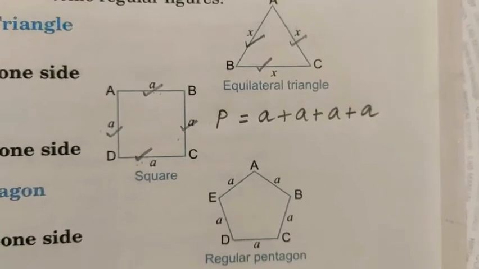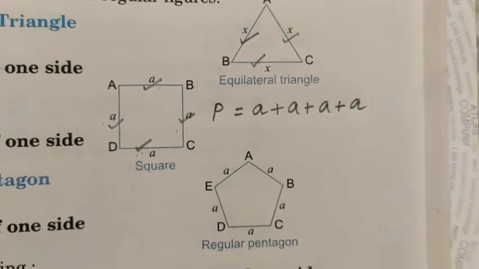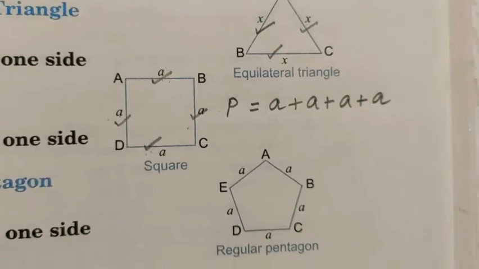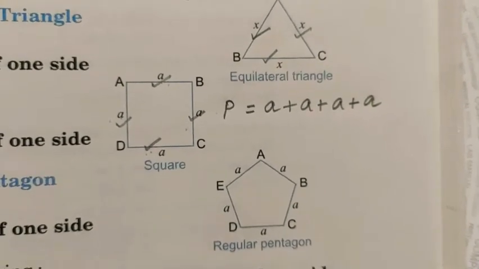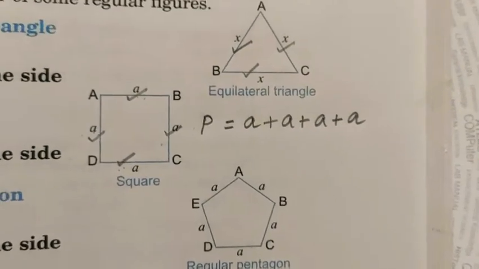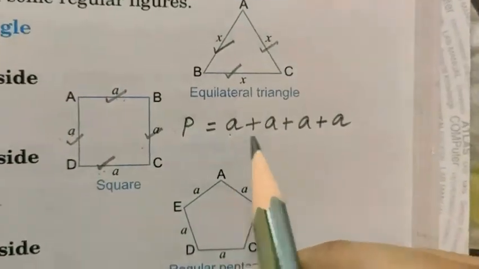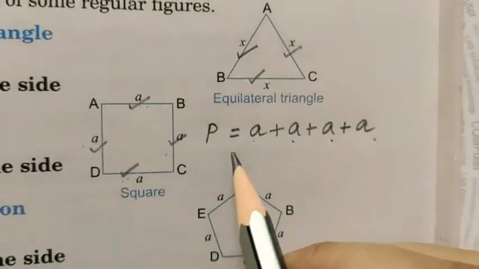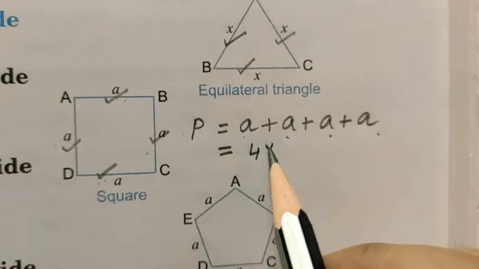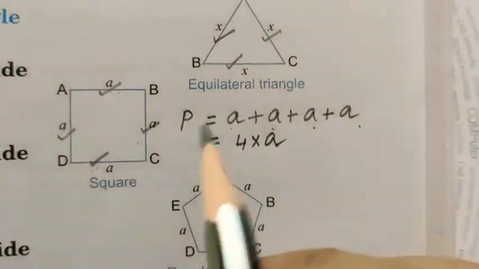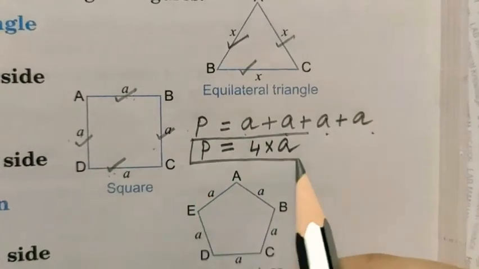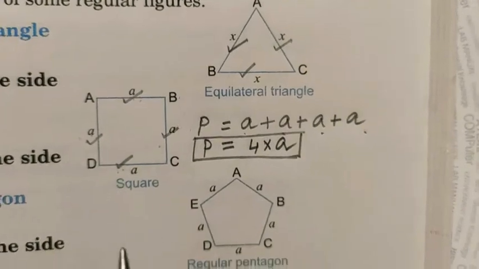And what we have learned is that multiplication is repetitive addition. Repetitive addition we call multiplication. So without adding repeatedly we can multiply. We can multiply a single number by the number of times we are adding it. For example, here we are adding a 4 times, so instead of adding a 4 times, we can easily write 4 into a. So in that case, the perimeter of a square will be 4 into a, right?